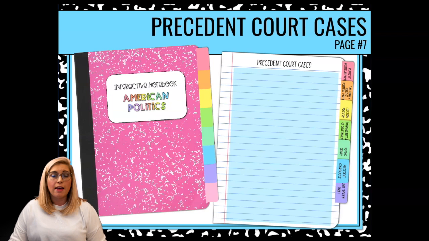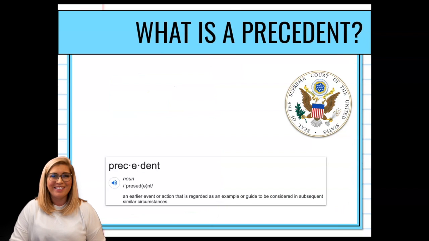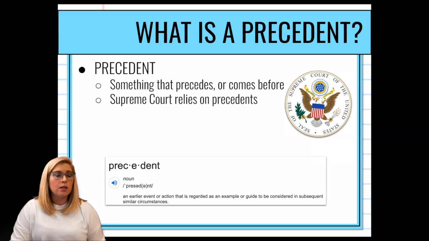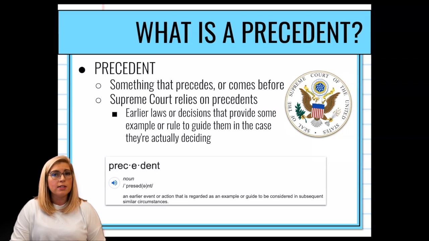Okay, we're on page 7 of your interactive notebook. And let's first and foremost define what on earth is a precedent. So a precedent is a fancy term meaning something that precedes or comes before. When we talk about the Supreme Court and Supreme Court cases, this is something that they rely on in order to make later judgments. So these are usually earlier laws or decisions that provide some sort of an example or a rule to guide them in the case that they're actually deciding.